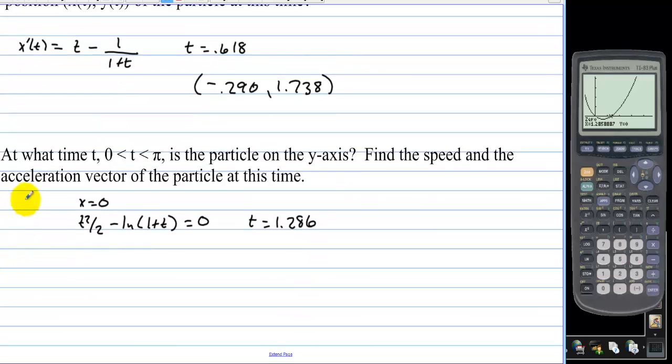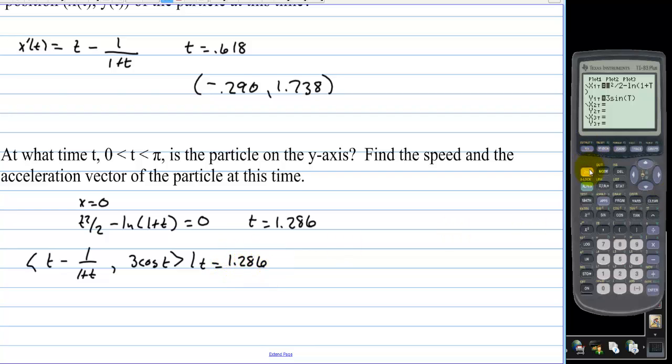Now it says find the speed and the acceleration of the particle at this time. So to look at the function, I can go mode back to parametric. We're going back and forth today, and y equals. So we need the velocity vector, which is 2, actually not 2, because the 2's will cancel out. The velocity will be t minus 1 over 1 plus t, and then we have 3 cosine of t. And we're going to evaluate this when t is equal to 1.286.